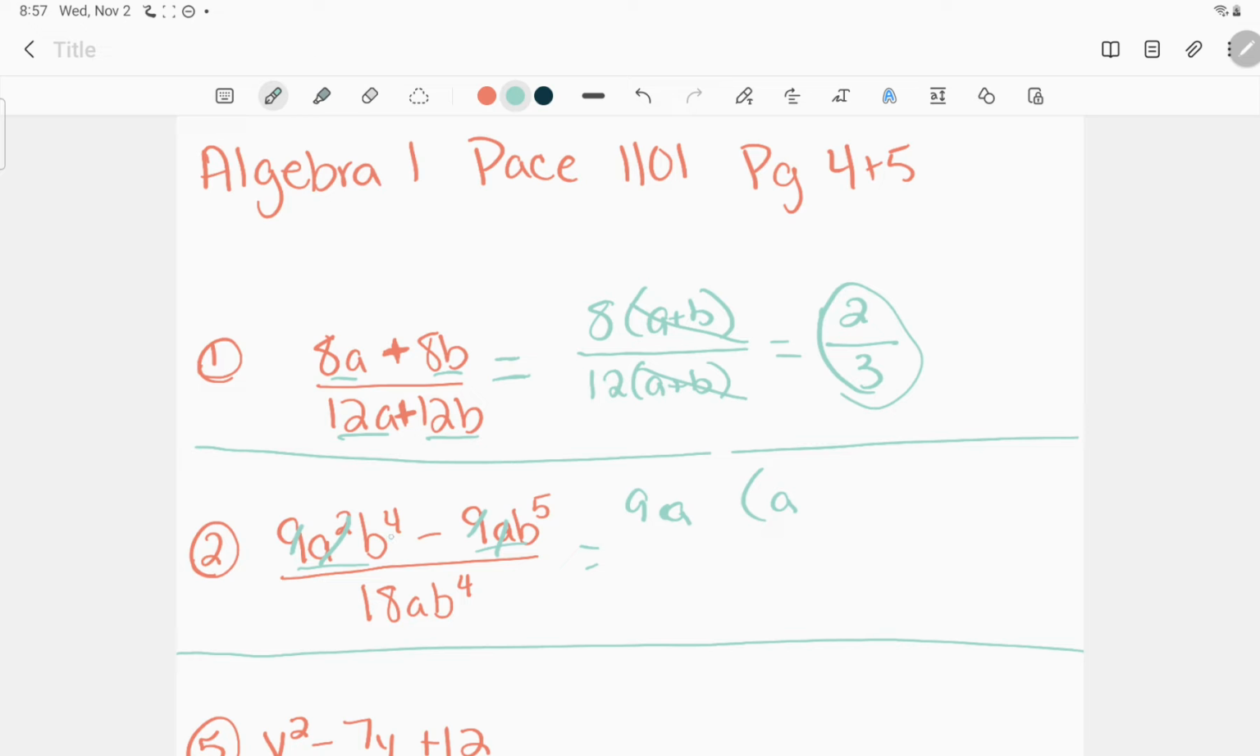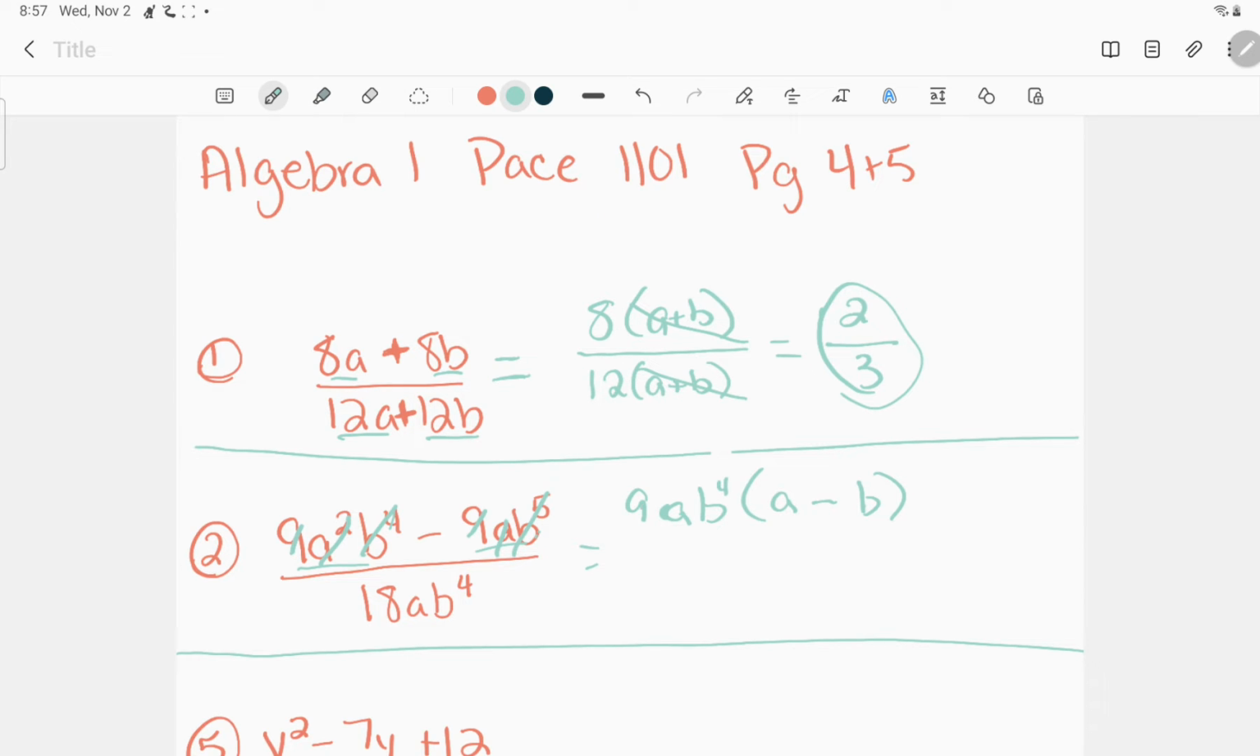And then I have a b to the 4th power and a b to the 5th power. Well, the least common is b to the 4th. So I factor that out. B to the 4th goes into b to the 4th one time, so it completely comes out and still leaves me with a. I'm going to bring over my negative sign, and then b to the 4th goes into b to the 5th one time, so that leaves me with b.